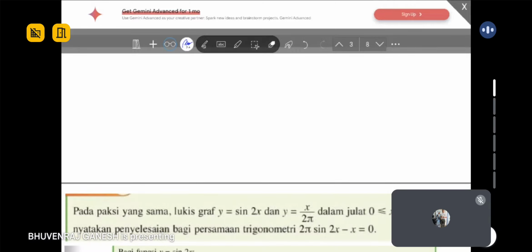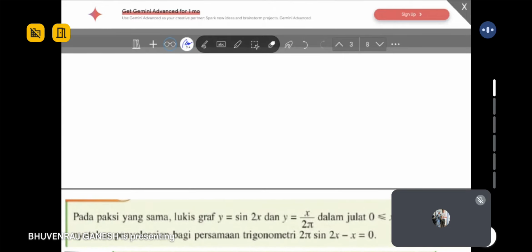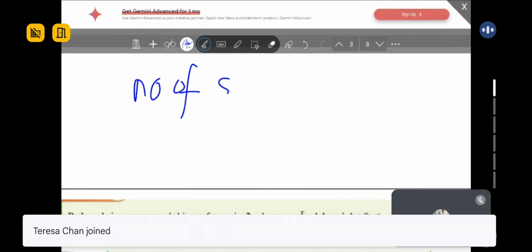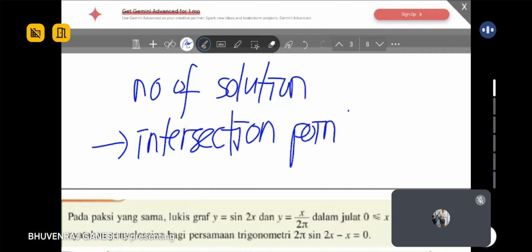So guys, how to find the number of solutions? Macam mana kamu cari bilangan penyelesaian graf? What do you refer to in the graph to tell me the number of solutions? Always remember guys, for the number of solutions, you must refer to your intersection point. Titik persilangan antara graf trigo dengan garis lurus. Biasanya dia akan suruh kamu lukis garis lurus. They will ask you to draw a straight line and also a trigo graph, maybe sine, cosine, tangent, whatever graph.